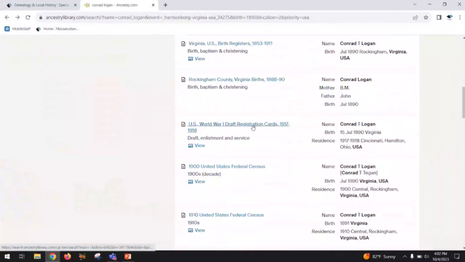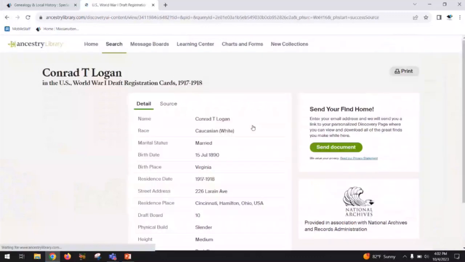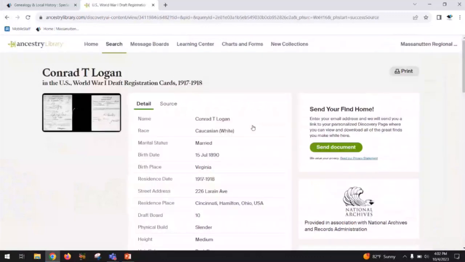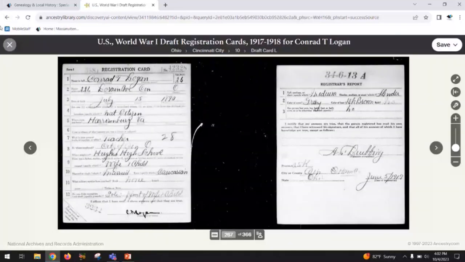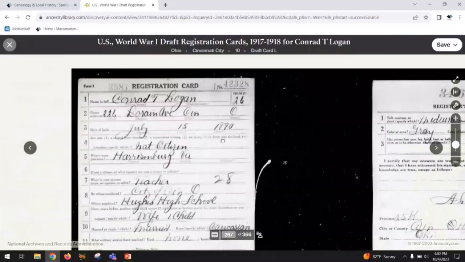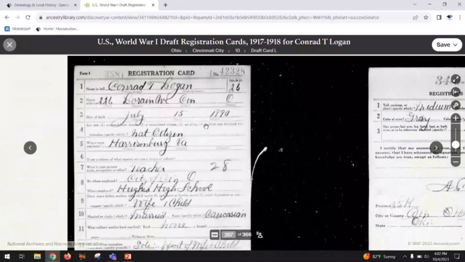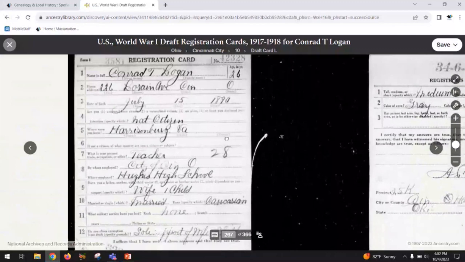And now let's look at his World War I draft registration card. So he's of the right age that he was old enough for World War I, but also young enough for World War II. So he has a draft registration card for both wars. So we can see that at this point, we can verify it's him because his name, his birth date, and his place of birth all match.